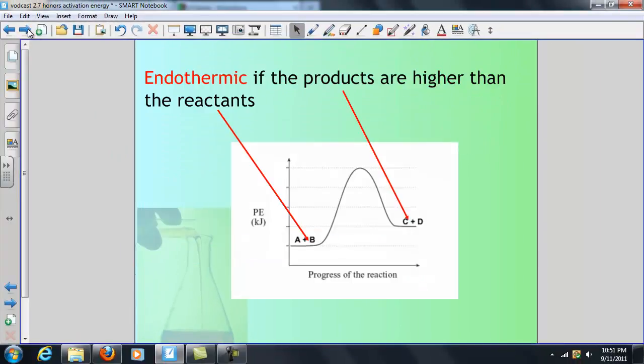It's endothermic if you end up higher than you started. So like on this graph, we started here, our products are higher than that, so that would give us a positive delta E, and so that is going to be an endothermic reaction.